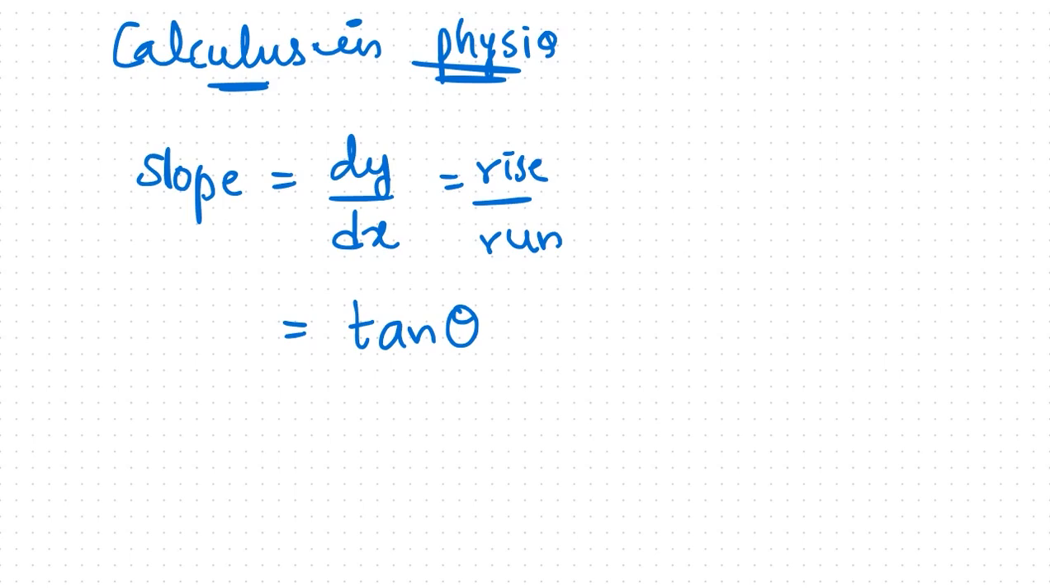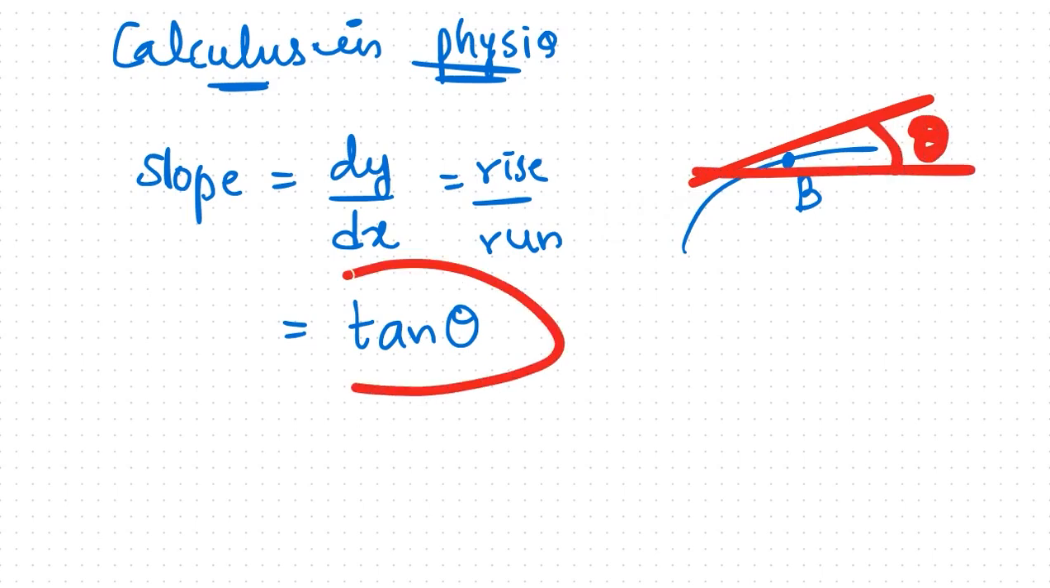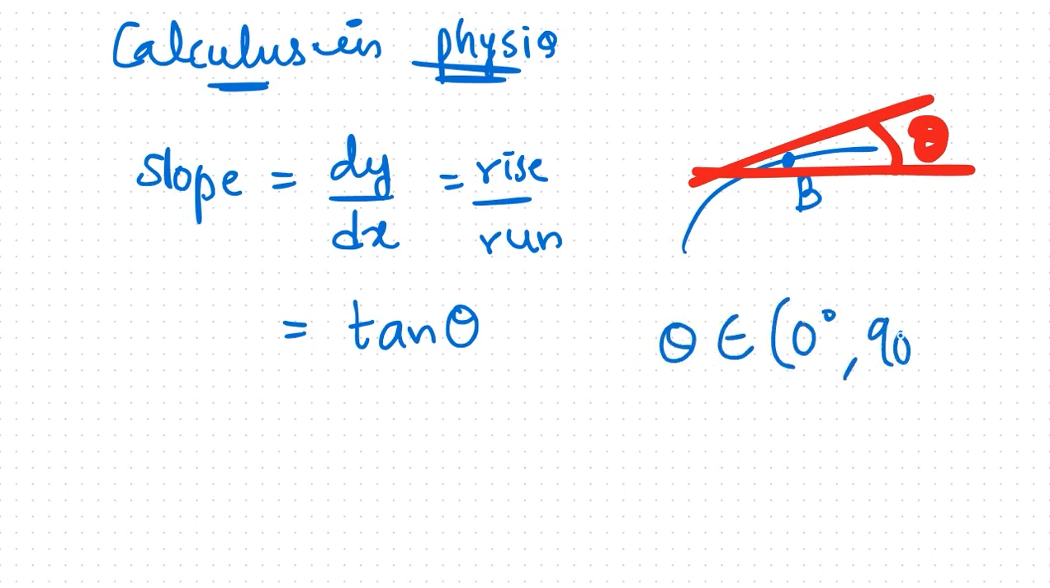Well, if there is a curve like this, and you want to find the slope at a particular point, you have to draw a tangent, and the horizontal angle theta, tangent of theta. So I think we discussed if theta lies between 0 to 90 degrees, tan theta is positive. If it becomes obtuse, between 90 and 180, tan theta is negative.